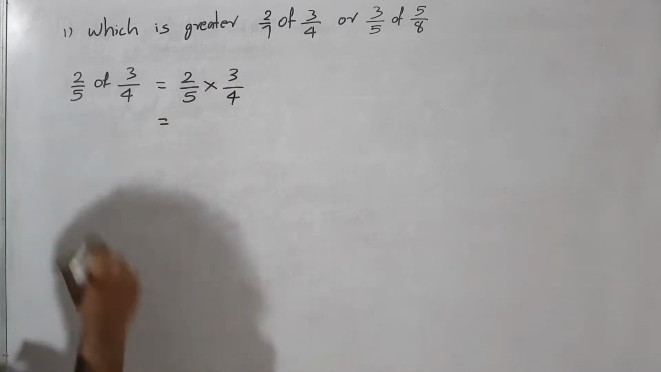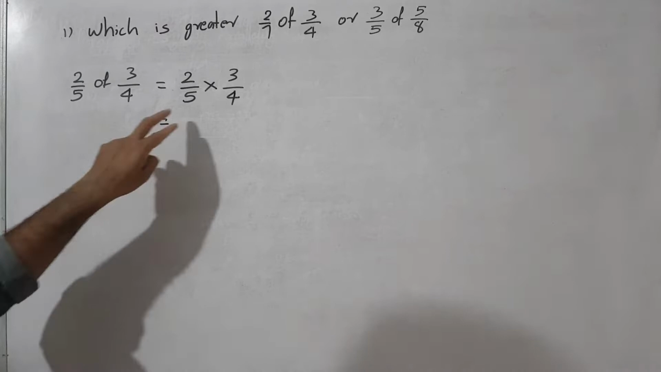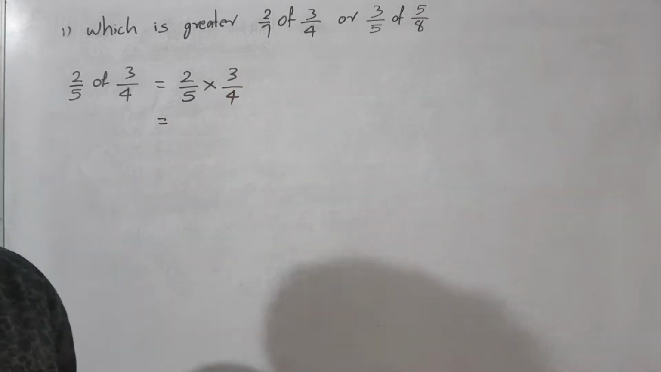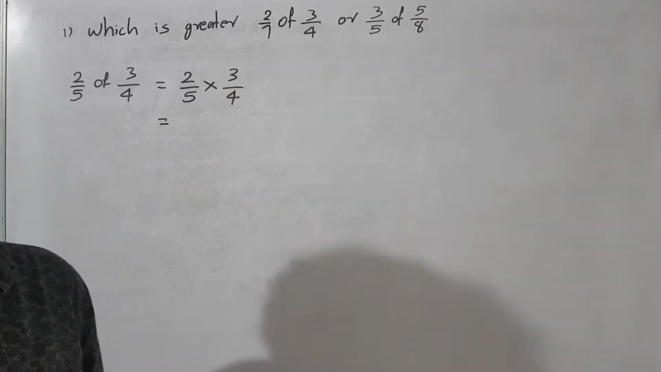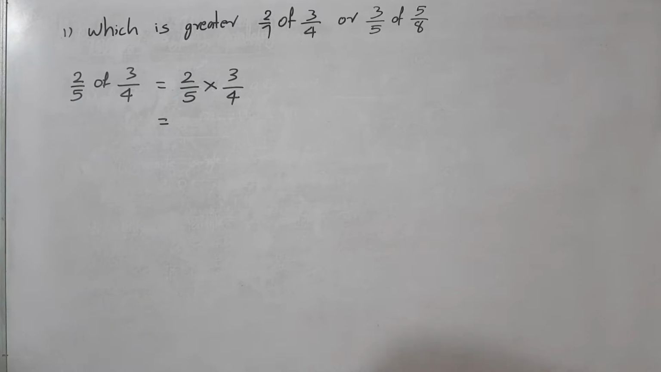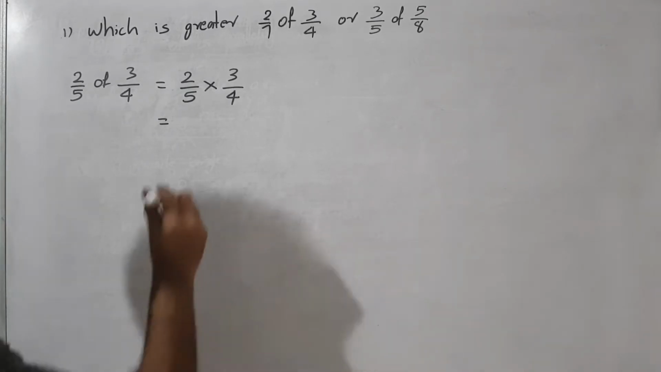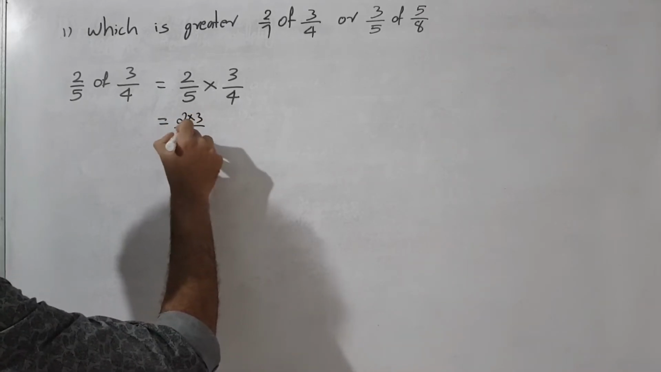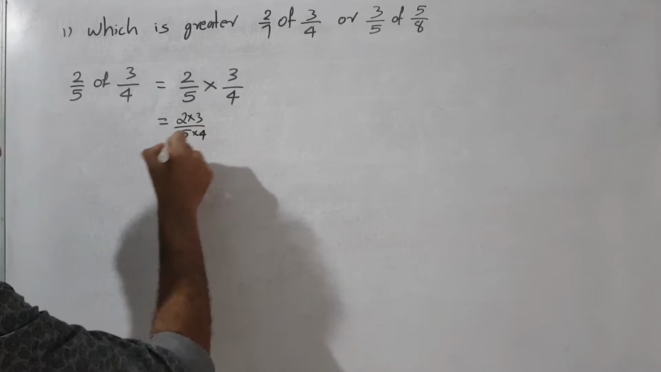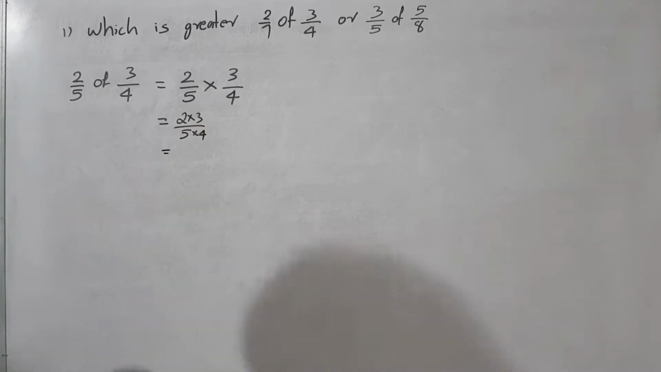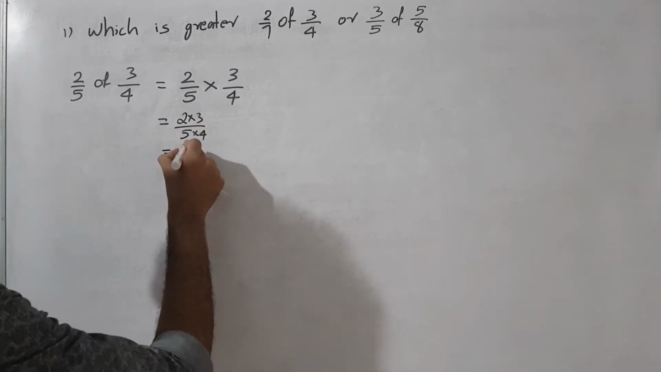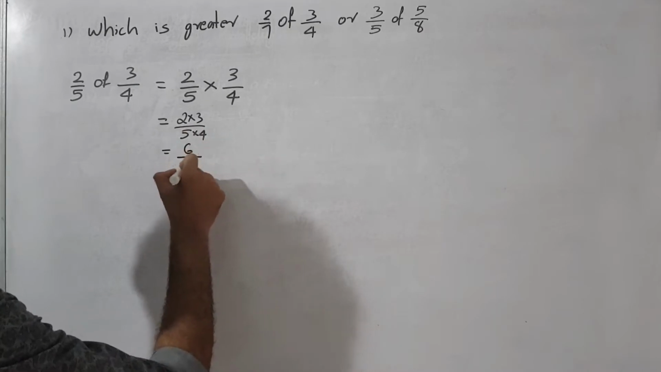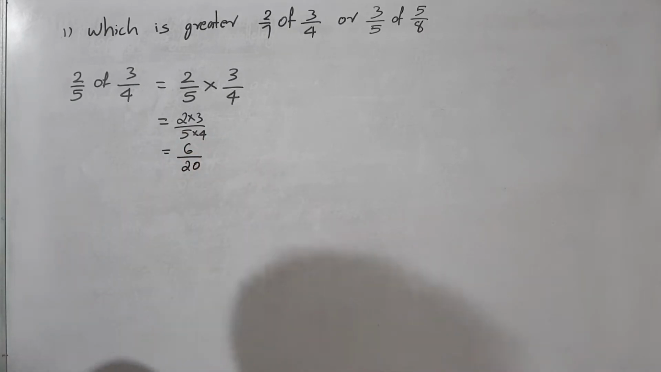We know 2 by 5 is a fraction, 3 by 4 is also a fraction. Then how do we multiply? We multiply the numerator and multiply the denominator. Then it is equal to 2 into 3 by 5 into 4, correct? What do we get? 2 into 3 is 6 by 20. Okay, 6 by 20. We stop there.